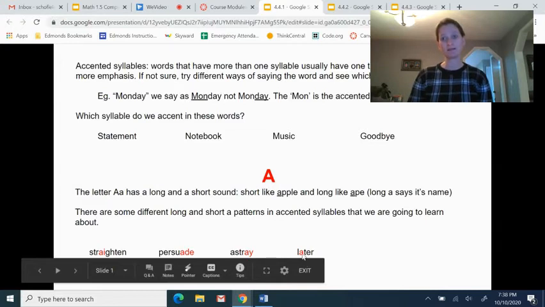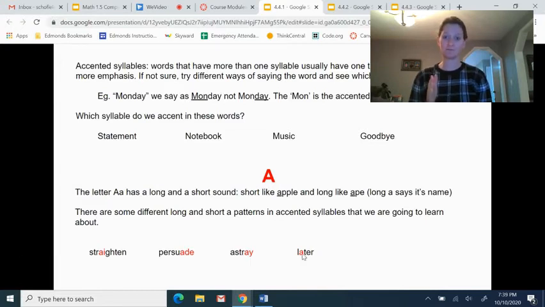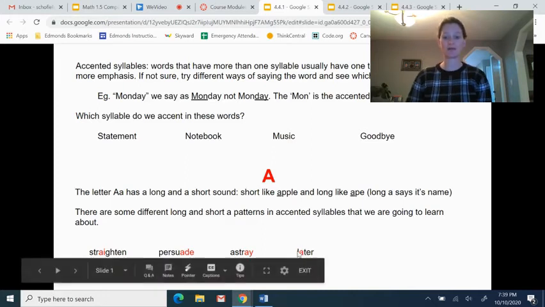And when we have a syllable that finishes in a vowel, like an A, we call it an open A sound because there's no other sound that comes after it in that syllable. Lay. A is the last sound you hear in that syllable. Okay, so that's an open A. And all of these, straighten, persuade, astray, later, have that long A sound. The long sound is when the A says its name.